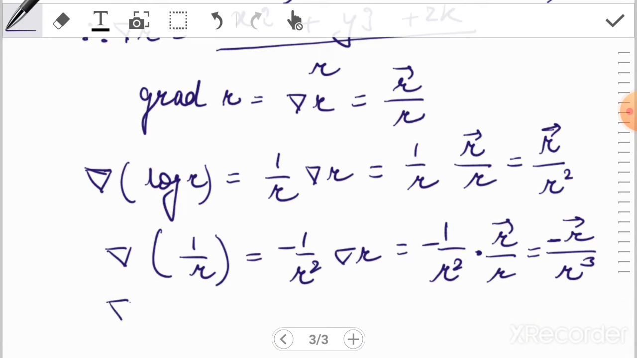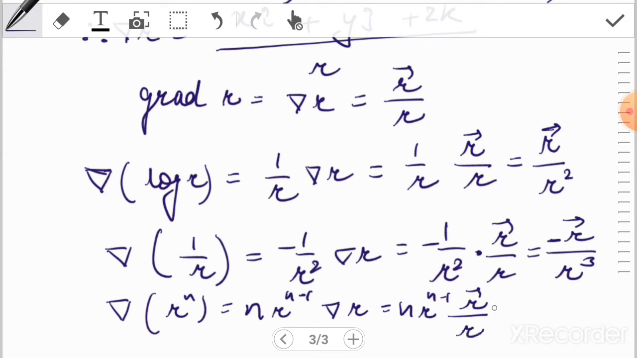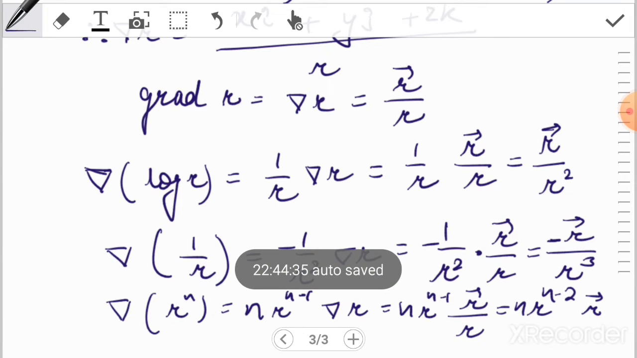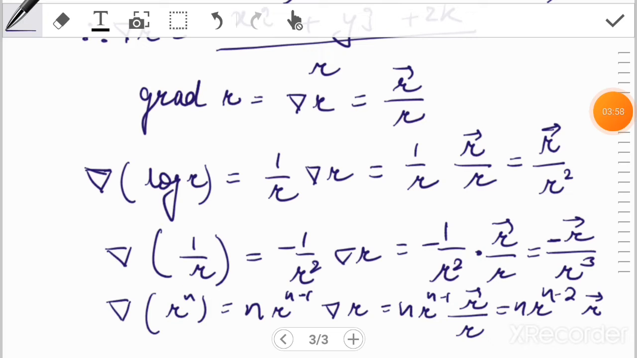So again, if you have del r raised to the power n, so n, differentiate r raised to the power n with respect to r. So n r raised to the power n minus 1 del r. So which is n r raised to n minus 1 r vector by r. So which is n r raised to n minus 2 r vector. See, these are the important results. Okay, pay attention to these.